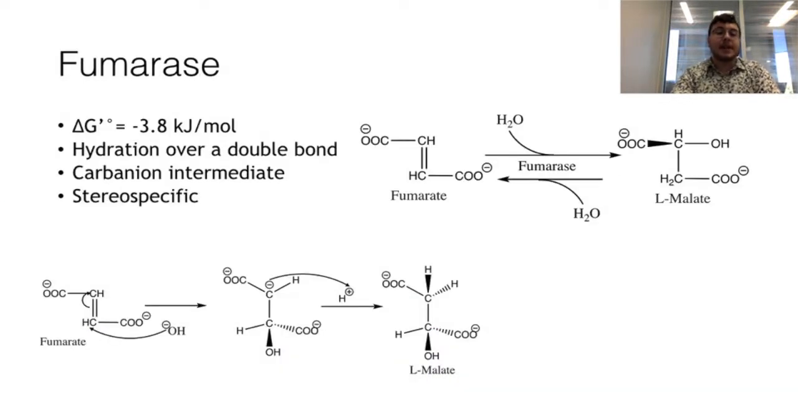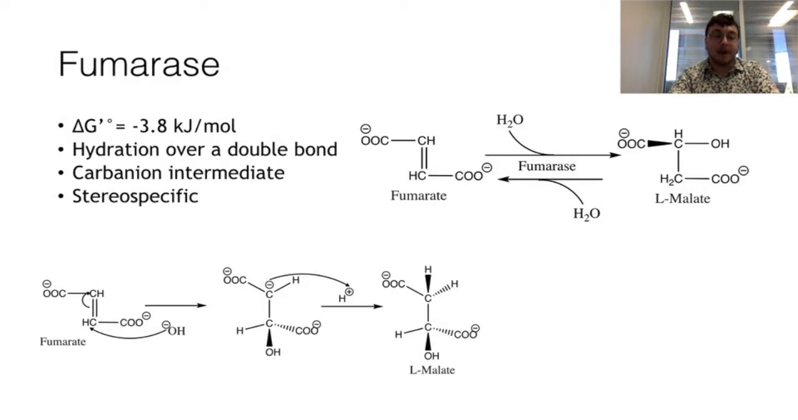The 7th step is catalyzed by fumarase. This reaction is reversible. The reaction is semi-favorable, but the energy is not directly captured here. Fumarate is hydrated to create yet another hydroxyl group that can be oxidized to produce even more ATP later. As you can see from the mechanism on the bottom, there is a carbanion formed as an intermediate.